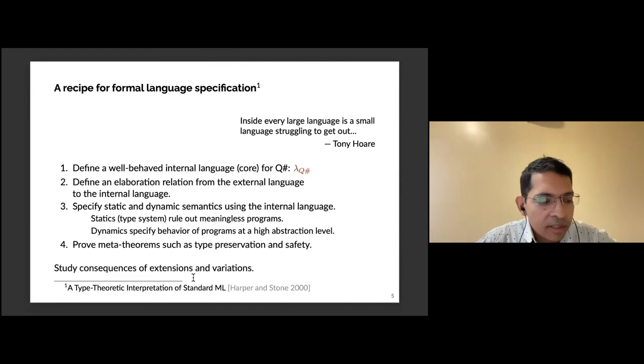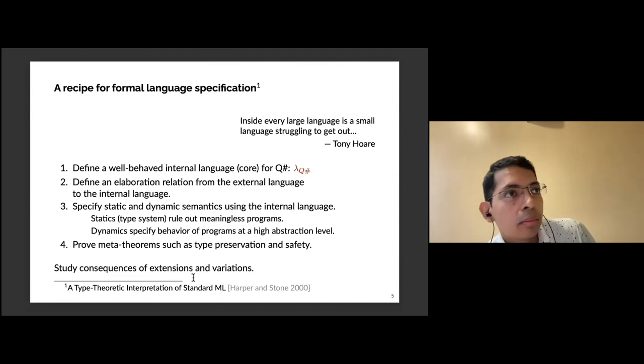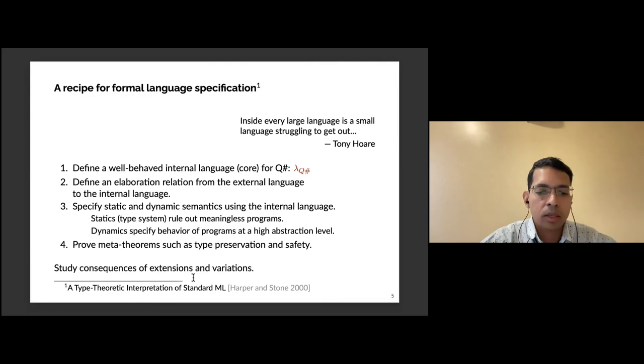So this is a general recipe we followed, which was designed by people working on Standard ML, Harper and Stone, in 2000. Every language ultimately has a small language inside of it, which shows its core. So that's the first step: you design a well-behaved or well-typed internal language.